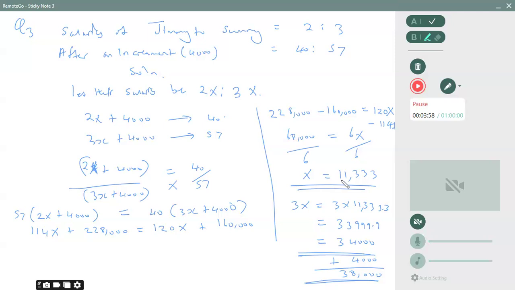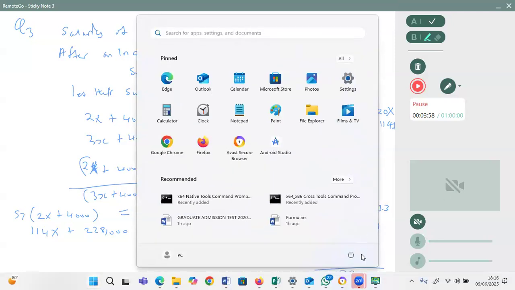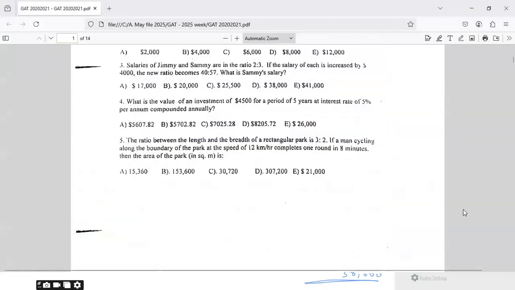Number 4. Question number 4 says: in this paper, don't rush, read slowly. What is the value of an investment of 450,000 for a period of 5 years at an interest rate of 5% per annum, compounded annually?